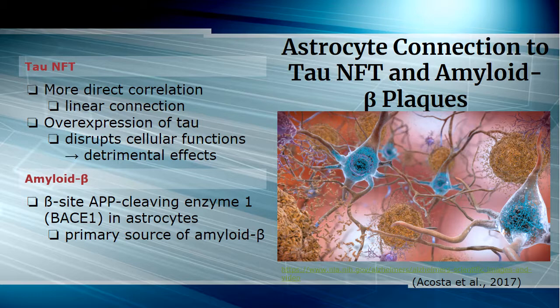In addition, research shows that astrocytes have a tendency to overexpress tau, which causes problems with certain cellular functions, for example, the distribution of proteins and other molecules, and may result in detrimental effects such as the degeneration of the blood-brain barrier and abnormal protein expression, sometimes even cell death.